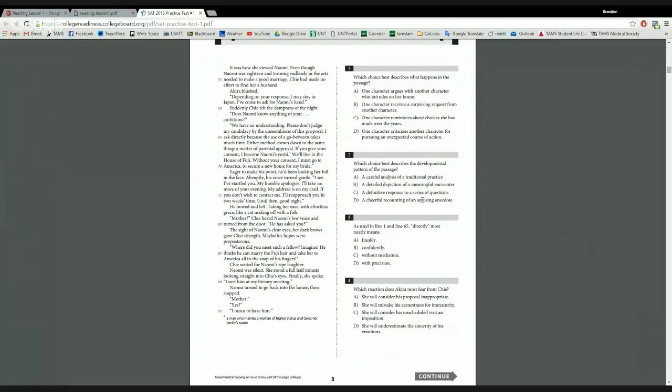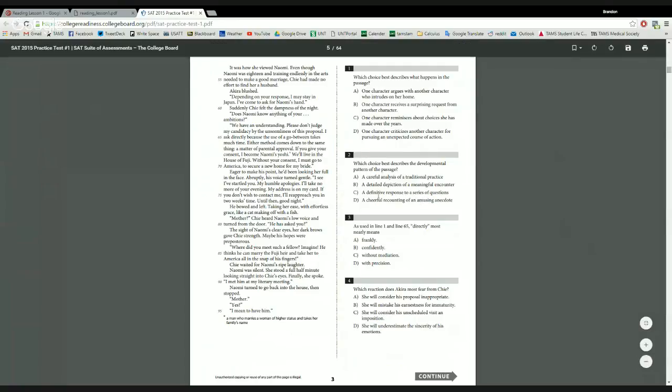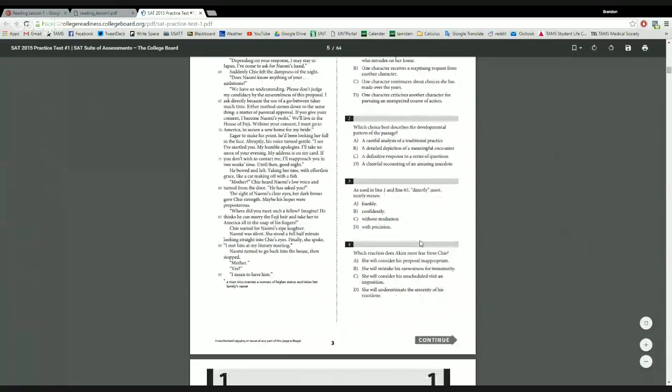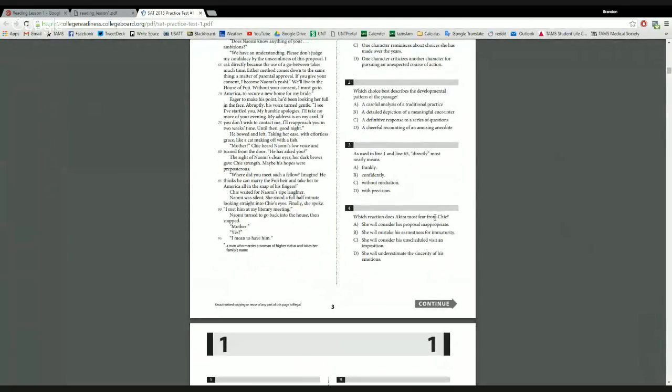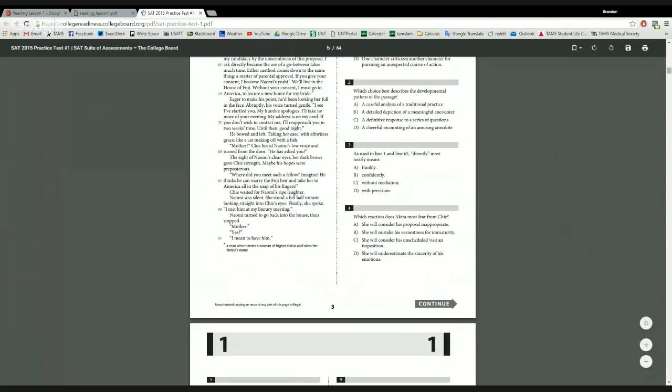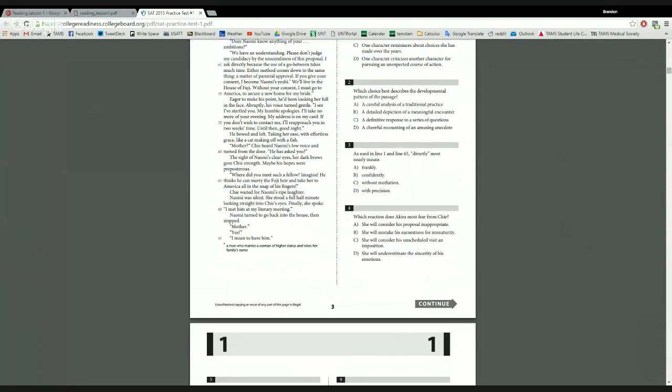What makes this question's other choices incorrect is the meaning. Number two is B, a detailed depiction of a meaningful encounter. We've answered three. Now we can answer four. Which reaction does Akira most fear from Chi? Okay, A, she will consider his proposal inappropriate.